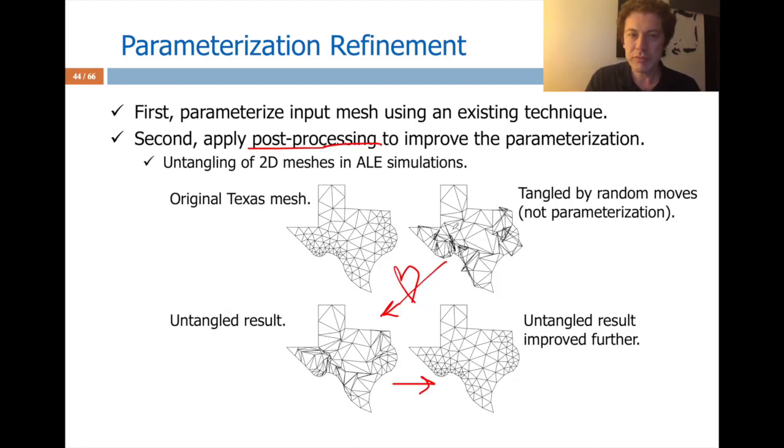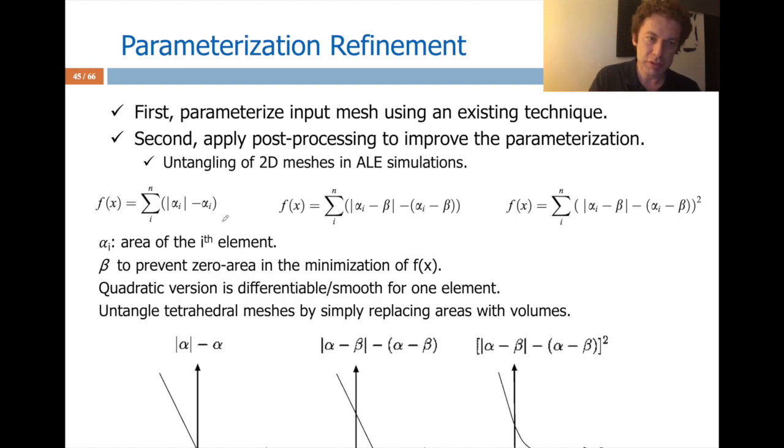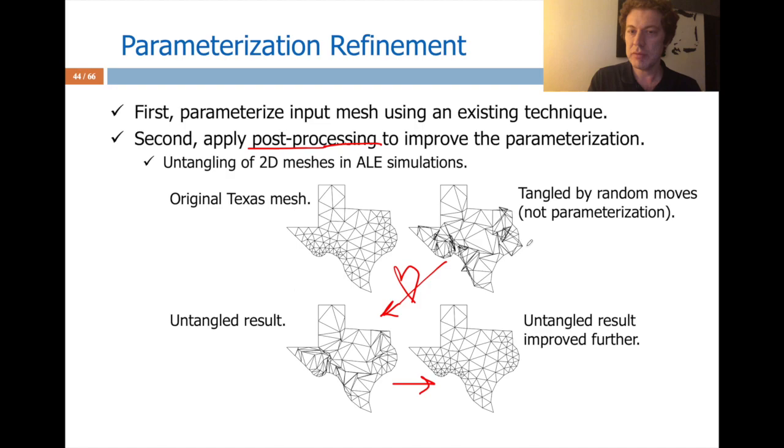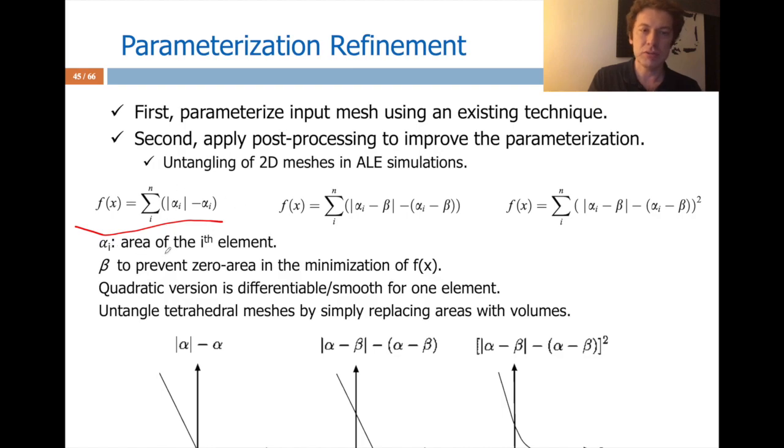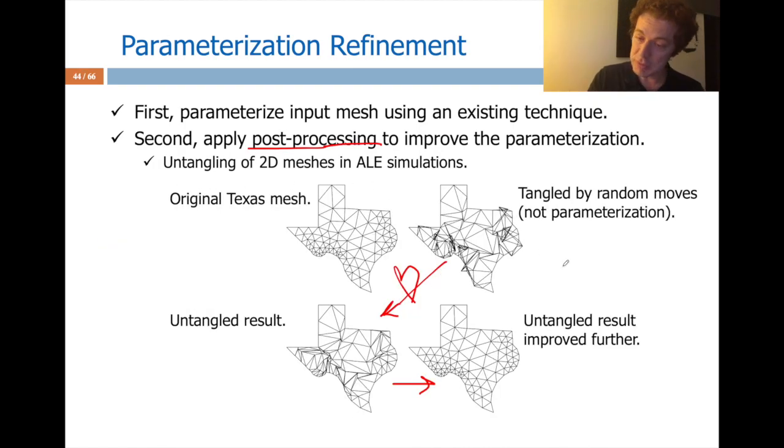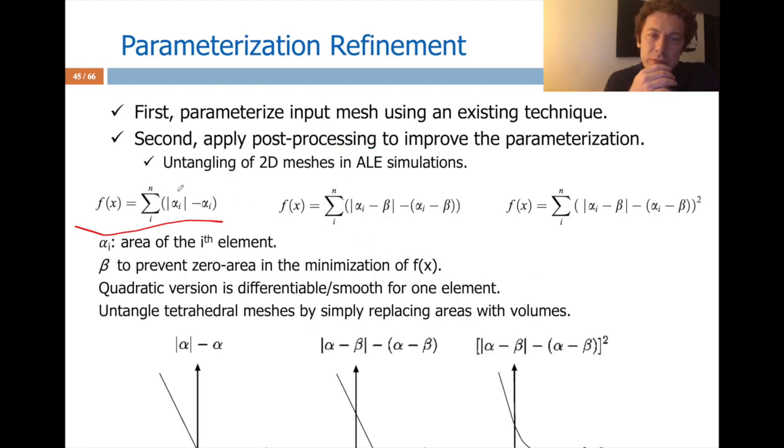Remember, I don't want negative area triangles, so I minimize a function. Let's think about this function. Alpha I is the area of the I triangle. In 2D, I have negative area triangles. In 3D, I have negative volume tetrahedra. Then this will be the volume of the I tetrahedron. But let's stick to the 2D case. So the area of a triangle, if it is minus 7, what is happening here? It becomes 7 minus minus 7, 14. So it is a high cost, right? Not zero. So I don't allow negative numbers, so I minimize this effect.